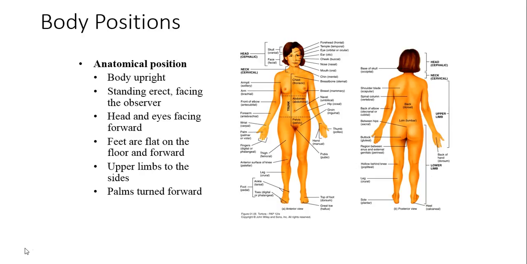Here we see in the middle of the slide a person in anatomical position. The body is upright, standing erect, facing the observer. The head and eyes are facing forward, feet are flat on the floor and facing forward, and the upper limbs are to the side with the palms turned forward. Over on the right here, you do see someone from the rear position, a posterior view of anatomical position.